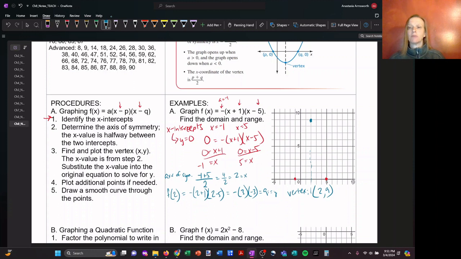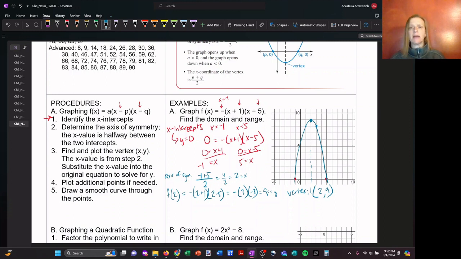And you can plot additional points if needed to draw a smoother graph, but I'll go ahead and draw my parabola in like this. And this is a graph of f of x.